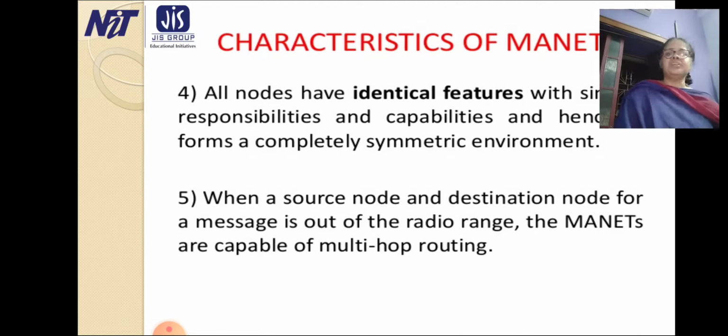MANETs are generally more prone to physical security threats than wireline networks. The increased possibility of eavesdropping, spoofing, and denial of service attacks should be considered carefully. To reduce security threats, many existing link security techniques are often applied within wireless networks.